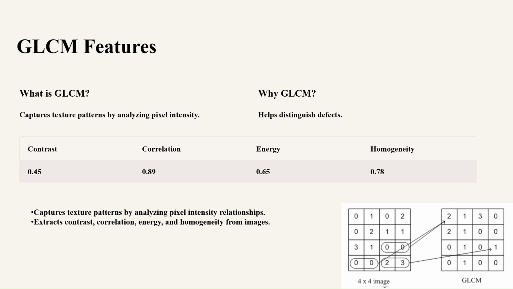Now, what is GLCM? Gray level co-occurrence matrix features. It is a statistical method that captures the texture patterns in an image by analyzing the spatial relationship of pixel intensities. It extracts four important features: contrast, correlation, energy, and homogeneity, and the range is as given in the example.